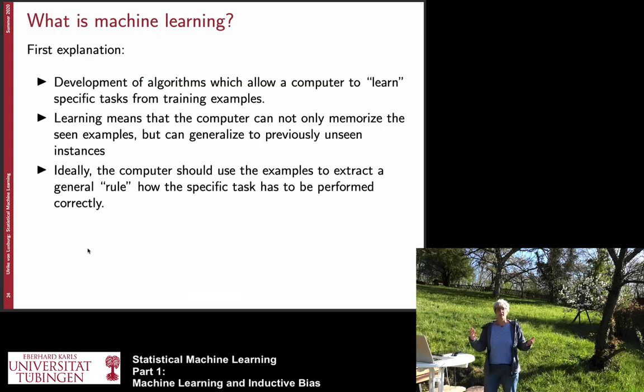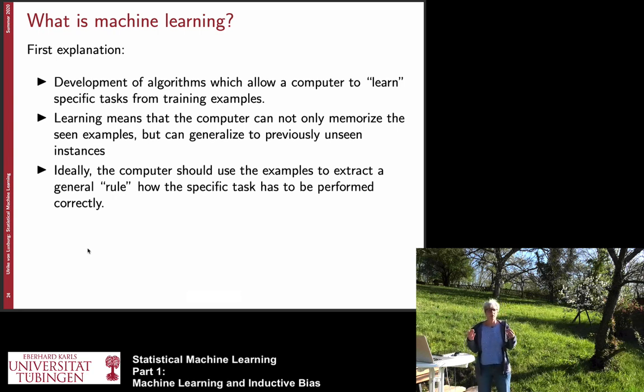If you look at what is in Wikipedia or in many of these online blogs that try to explain machine learning, you will find something along those lines. Machine learning is the development of algorithms which allow a computer to learn specific tasks from training examples. And there are a couple of words that are really important here. The first one is specific task.